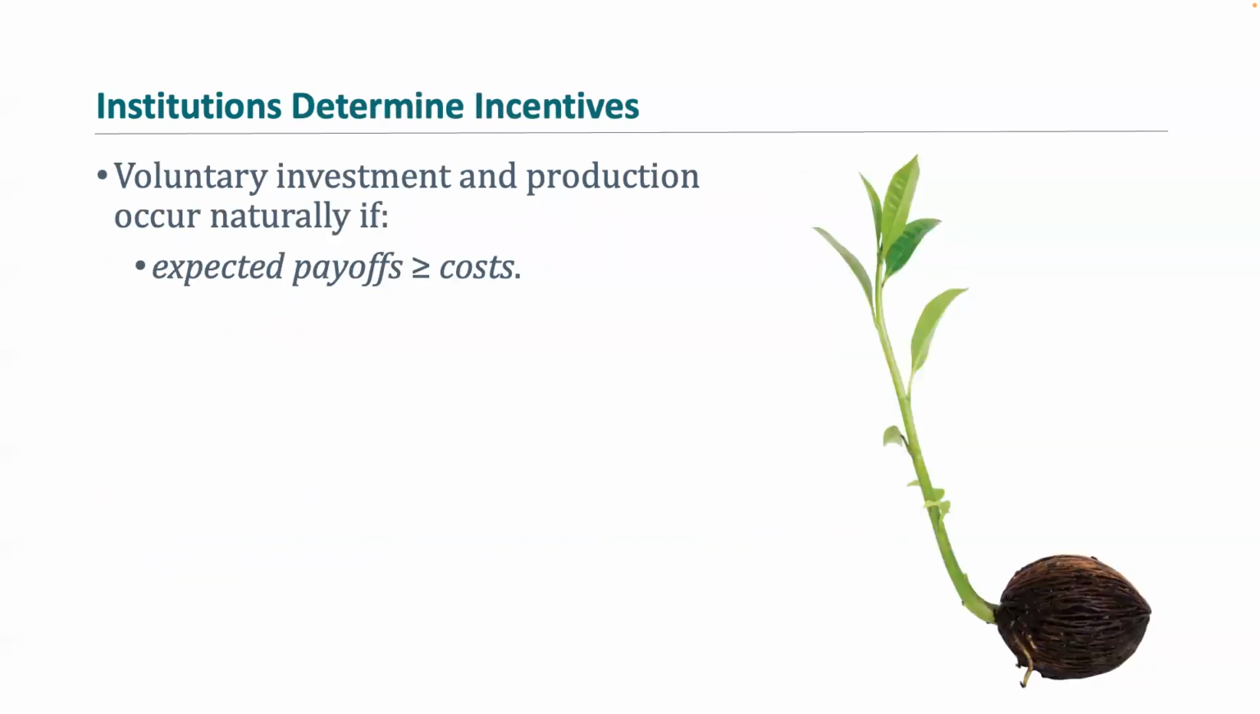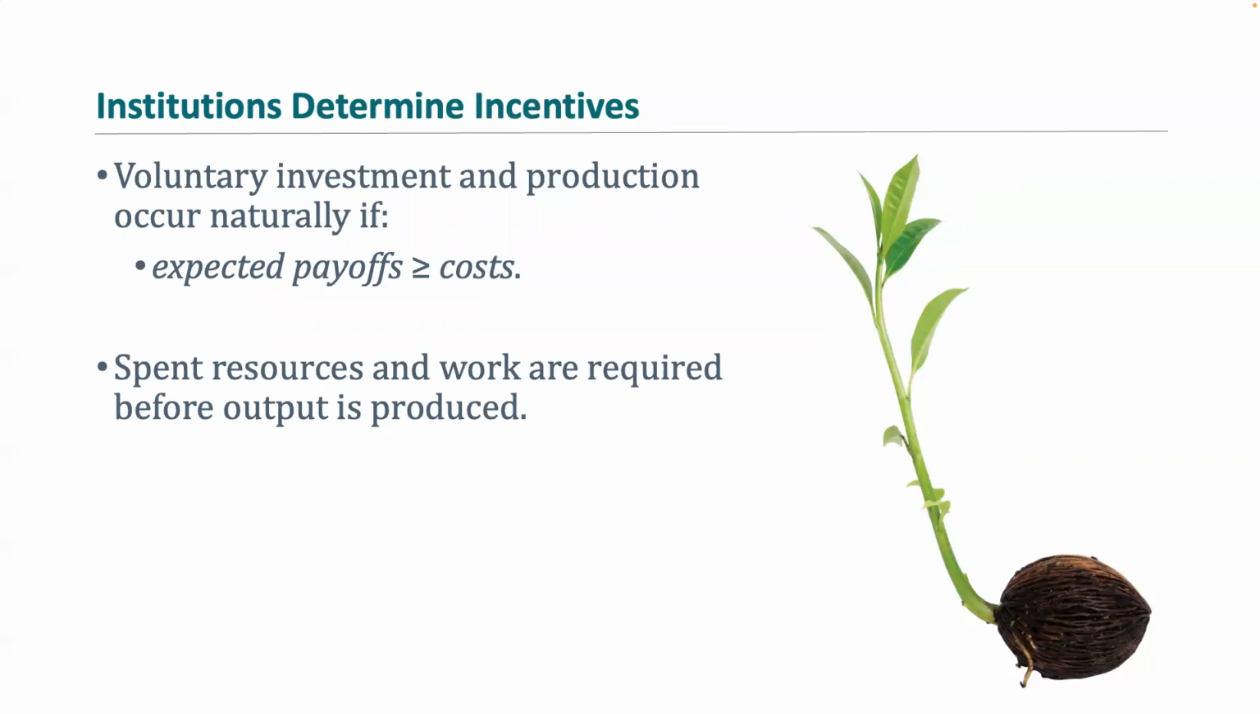Now, voluntary investment and production will happen naturally if the expected payoff is greater than or equal to cost. This means that people are going to be a lot more likely to spend resources and put in the work that's required to come up with these technological advancements and other productivity increasers if they know that there is going to be some payoff. There is sometimes going to be a time lag before payoff, and they have to also believe that that payoff is going to happen at a time that it still makes sense to go ahead and put in that work to develop that new technology.